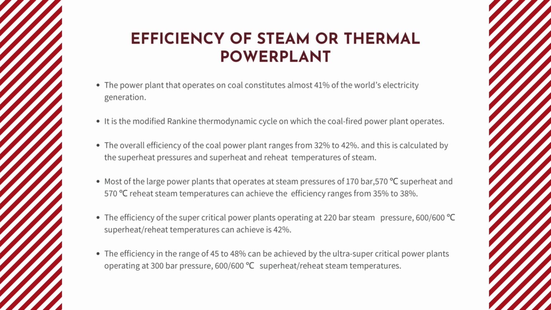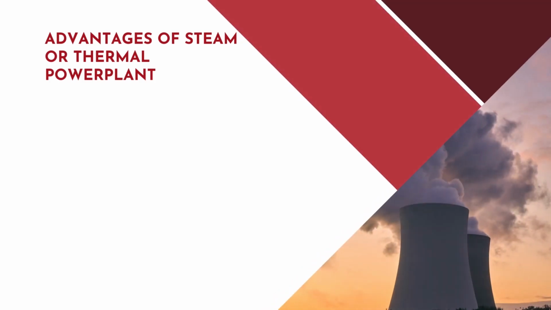The efficiency of supercritical power plants operating at 220 bar steam pressure, 600 by 600 degrees centigrade superheat or reheat temperature can achieve 42% only. Efficiency in the range of 45 to 48% can be achieved by ultra supercritical power plants operating at 300 bar pressure, 600 by 600 degree superheat reheat steam temperature. As compared with other power generating plants, it has low initial cost and hence is economical.